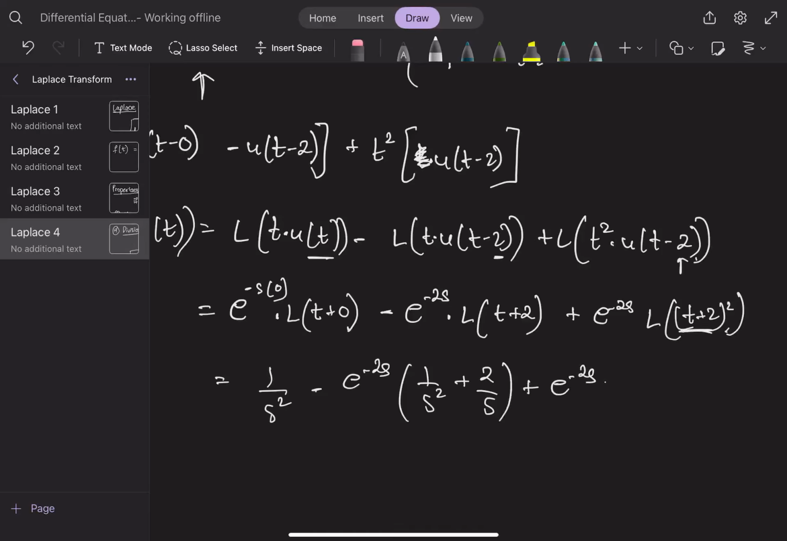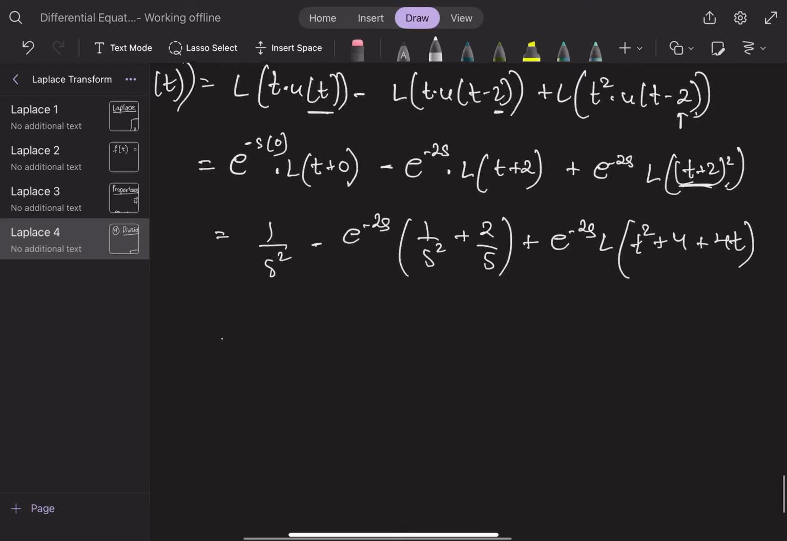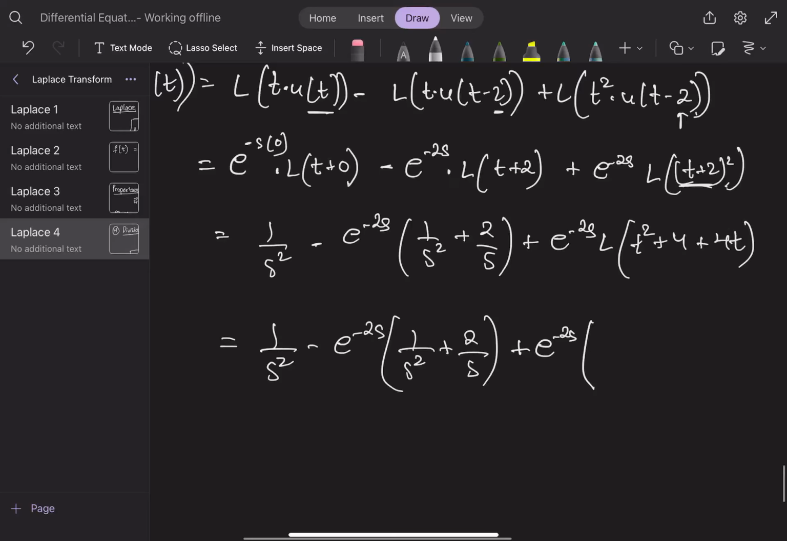So Laplace of t square plus 4 plus 4t. So this becomes 1 upon s square, minus e raised to minus 2s, 1 upon s square plus 2 upon s, plus e raised to minus 2s. Laplace of t square is 2 upon s cube. Laplace of 4 is 4 upon s, and Laplace of 4t is 4 upon s square. So this is your answer.